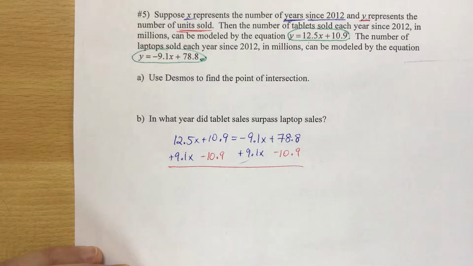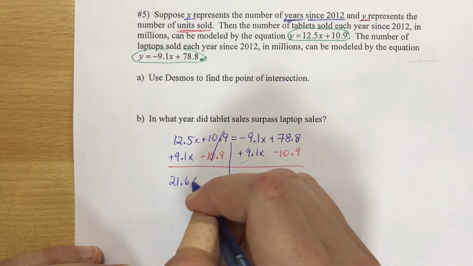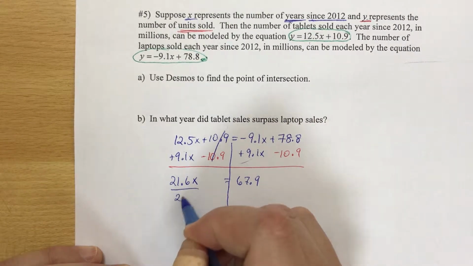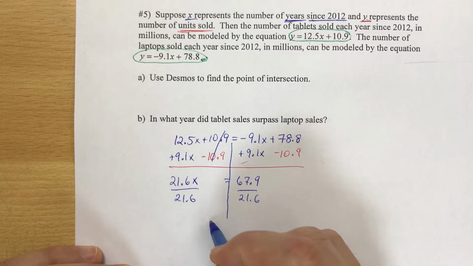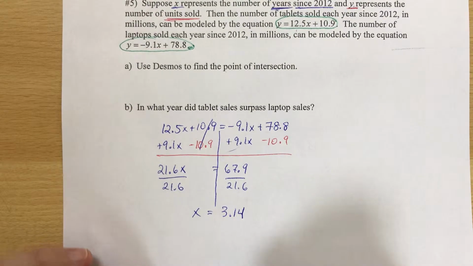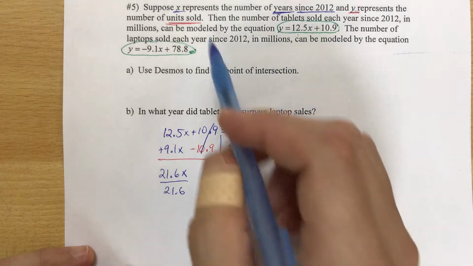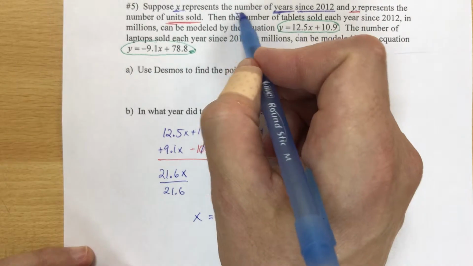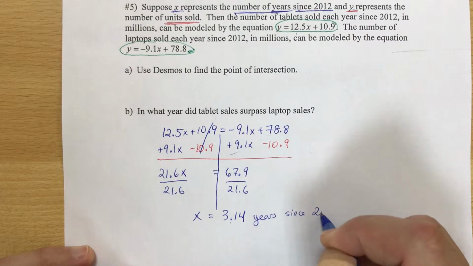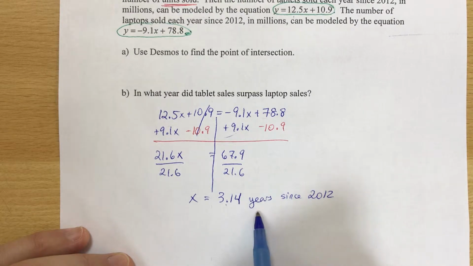And so that gives us 21.6x equals 67.9. Then we would divide by 21.6, and we get x is equal to 3.14. Now what's important is to understand what that represents. So 3.14, x represents the number of years since 2012. So x is years, this is time, since 2012. So that is the time.